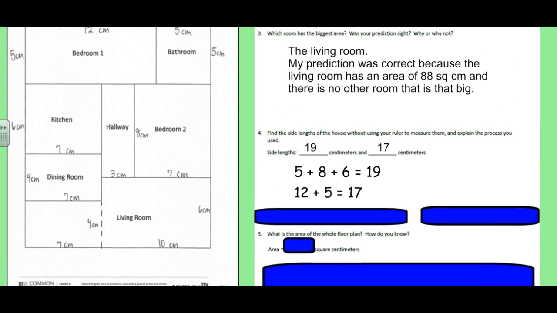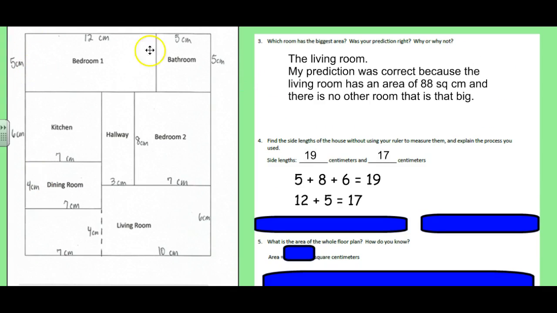Okay, so number 5 says, what is the area of the whole floor plan and how do you know? So now that we know that this side length is 19 and this side length is 17, normally we would take 19 times 17, but we haven't learned how to multiply larger numbers like that.